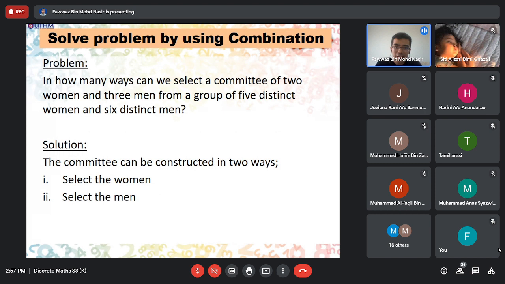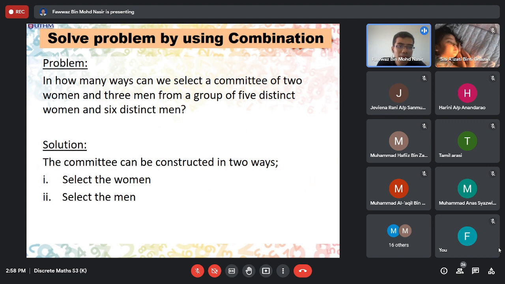Okay, then we look at the next example. In this example, dia kata, in how many ways can we select a committee of 2 women and 3 men from a group of 5 distinct women and 6 distinct men? Okay, so kita nak select a committee of 2 women and 3 men. Okay, tetapi kita ada altogether 5 women and 6 men.